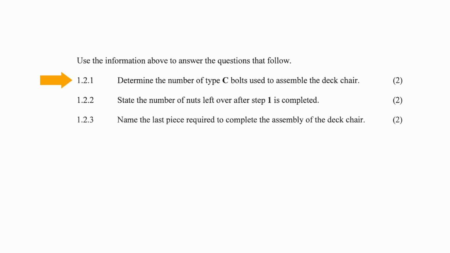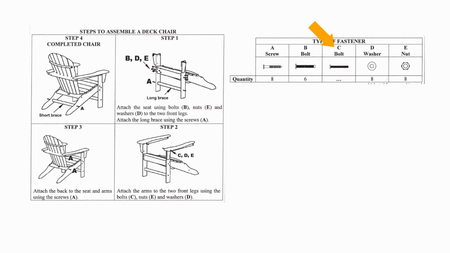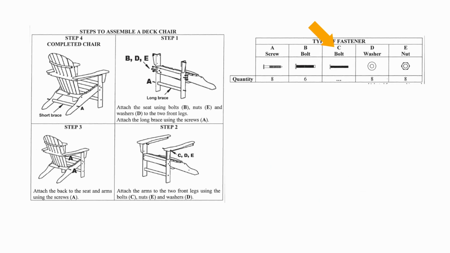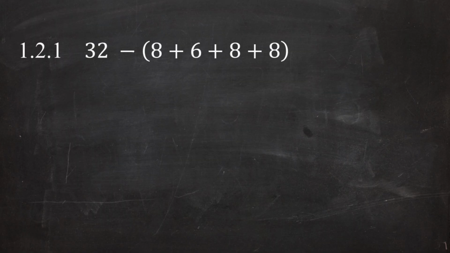In question 121, you are instructed to determine the number of type C bolts used to assemble the deck chair. From the information given, we know that there are 32 fasteners. The number of type C bolts can be determined by finding the difference between the total number of fasteners of 32 and the sum of the fasteners that are given in the diagram. This will give us the number of type C bolts of 2.